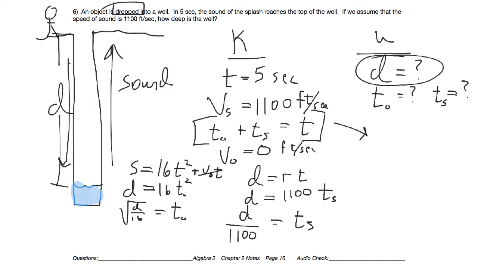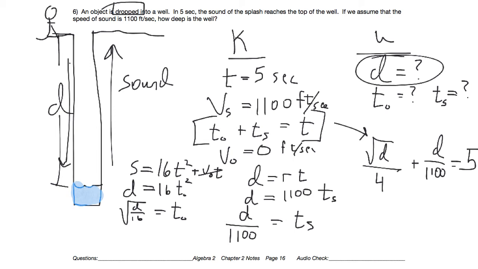So I'm going to take that t_O plus t_S equals T, and I'm going to fill in what we know. t_O is no longer t_O, it's the square root of d over 16, or the square root of d over 4, if you simplify it. Plus d over 1100, that's what used to be t_S. And the total time, it's given that it's 5 seconds.